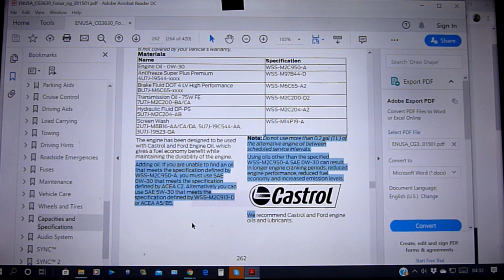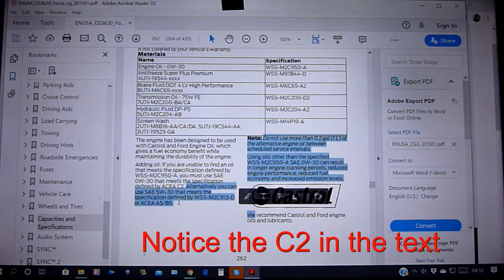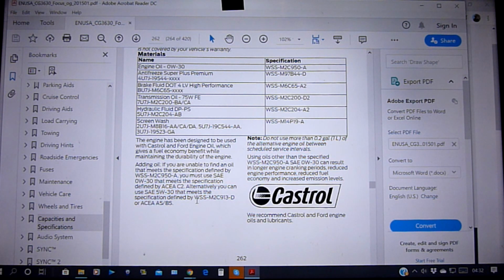So read the side notes, and here it says adding oil. If you're unable to find oil that meets the specification defined by that, you must use SAE 0W30. It should be 0W30 that meets the specification. Alternatively, this is the more important bit for me, you can use SAE 5W30 that meets the specifications by this. It's got a D ending. Make sure you write that down: ACEA A5/B5. Now that is mind-boggling.